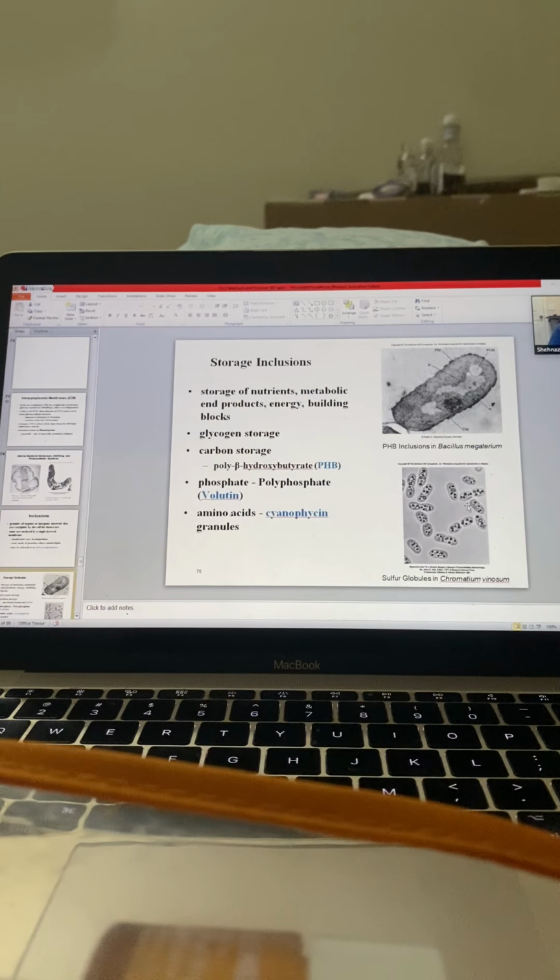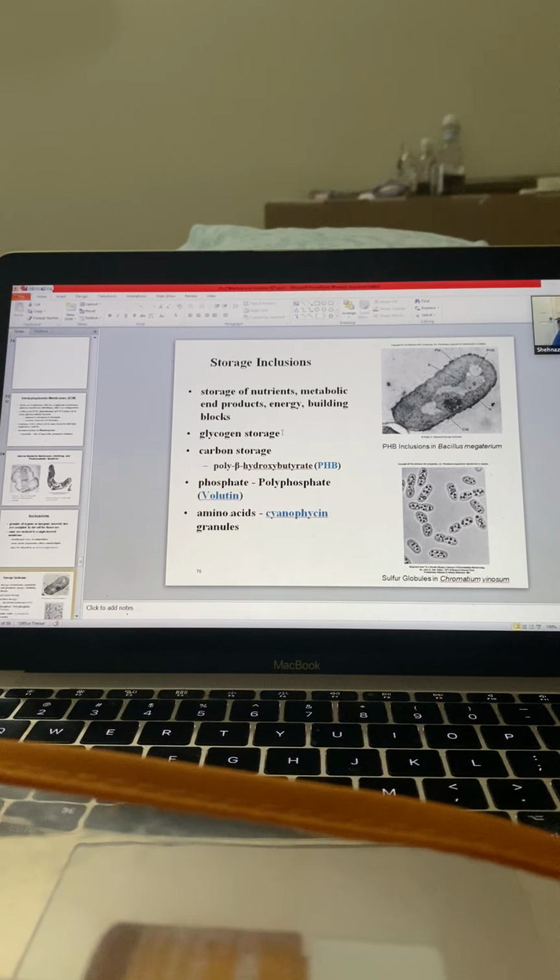So here are representations of some storage inclusions that you may find. This is Bacillus megaterium, which is very well known for its PHB. This is the polyhydroxybutyrate inclusion that it has. So if you look at the figure here, there is a large inclusion here, polyhydroxybutyrate. This is, of course, storage for carbon. The bacterium is trying to store carbon for itself for later use in this inclusion.